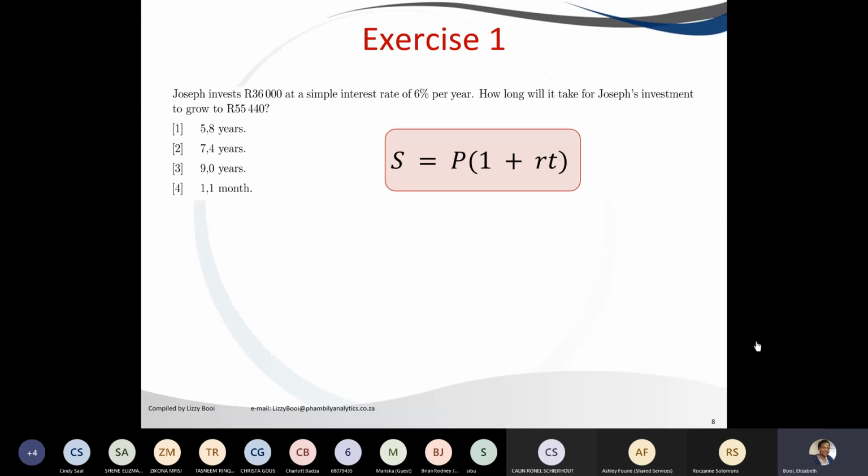When you have the answer, then you can also post it on the chat. And if people agree with you, they should just like it. And if they have an alternative answer, they can post their alternative answer.